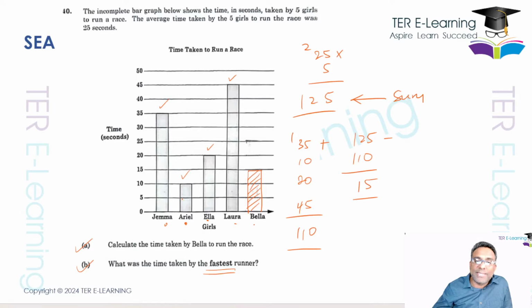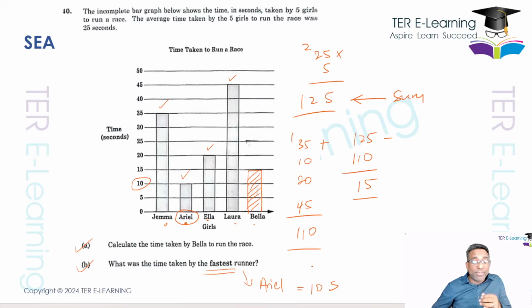So if we look at the times here, the lowest time that we have here corresponds to Ariel, and her time is 10 seconds, right? The smaller the time, the faster the race, or the faster the runner. So in this case here, we're talking about Ariel, right? And her time is going to be 10 seconds. That's the answer there, right?